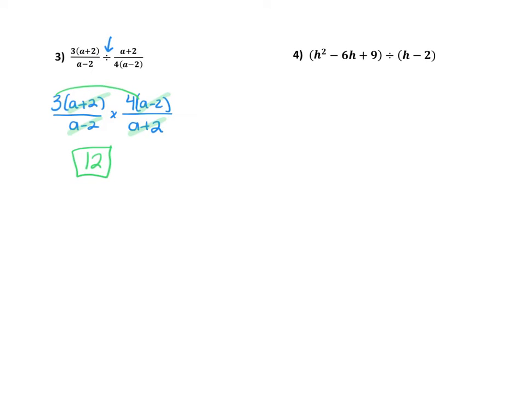In number 4, this is a long division problem because I'm doing a polynomial divided by a monomial. So to set up this long division problem, I'm going to put the h squared minus 6h plus 9 on the inside, and I'm going to do the h minus 2 on the outside. I'm going to start off by saying, okay, h times what is going to give me h squared? Well, h times h will give me h squared, and then I'll multiply the h by the h and the negative 2, excuse me. And when I do that, I'll get h squared minus 2h, which I'll then subtract.